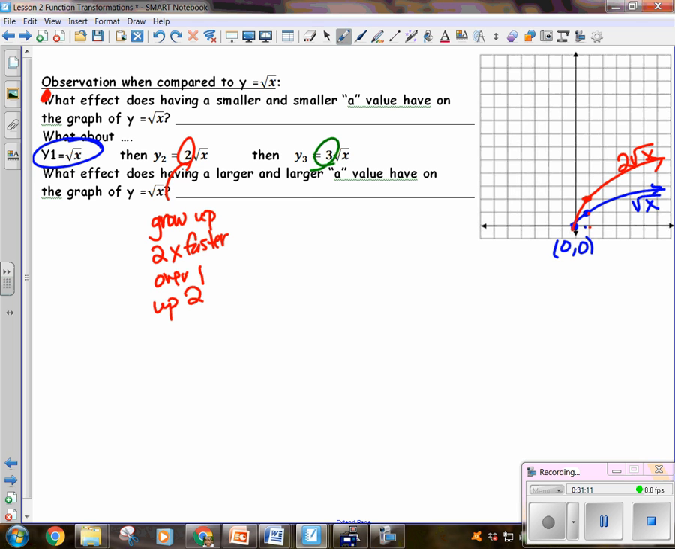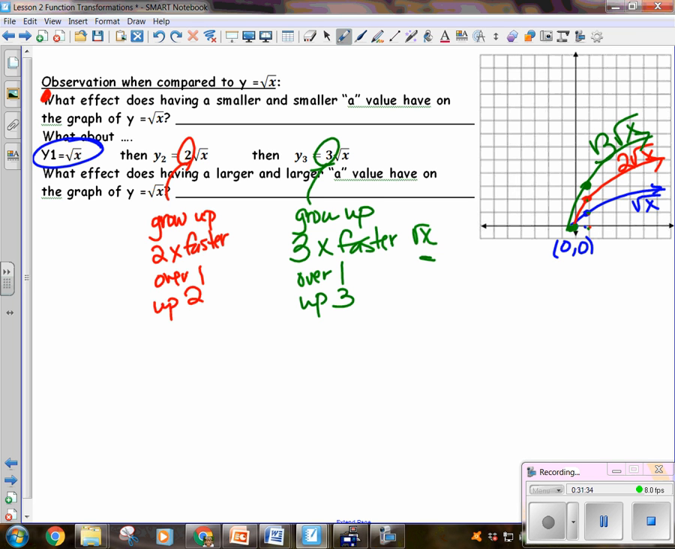What happens if we put a 3 in the front? It's going to grow up what? 3 times faster than square root of x. That's the one that you always compare to, square root of x. So this one's going to come over 1 and up 3. So start at the center, same plane. Over 1, up 1, 2, 3. That right there is 3 times the square root of x.